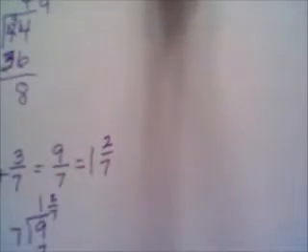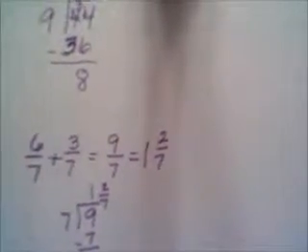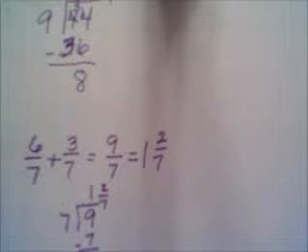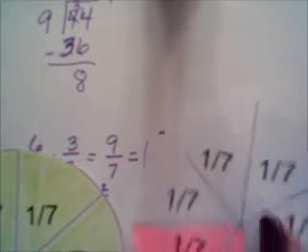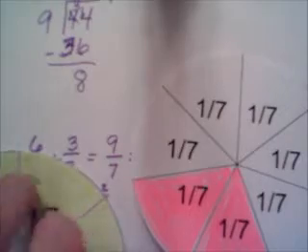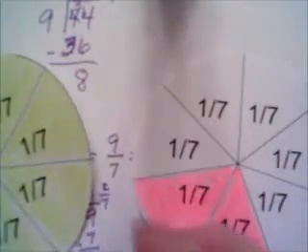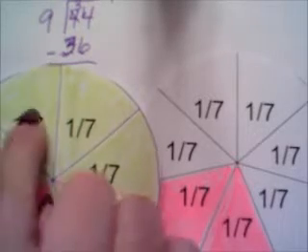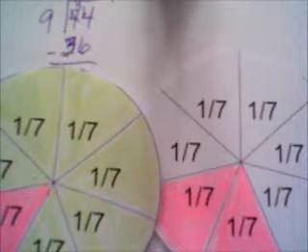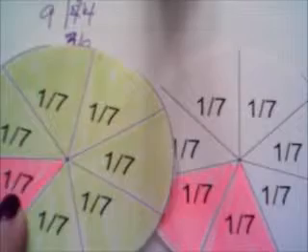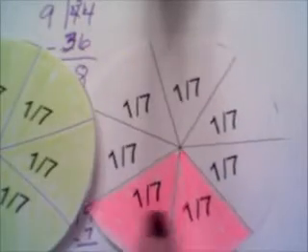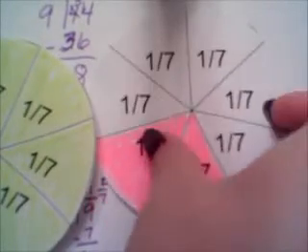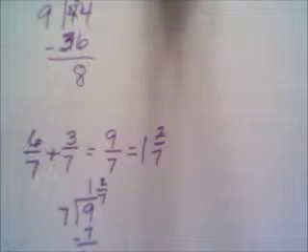So I have 1 and 2/7. Is that what I got for my answer? Yes, it is. It's also 9/7, isn't it? Because if I have how many? 1, 2, 3, 4, 5, 6, 7, 8, 9. Does that make sense?